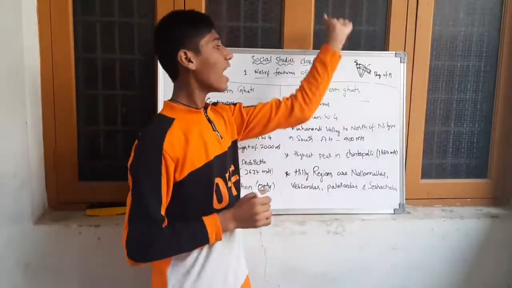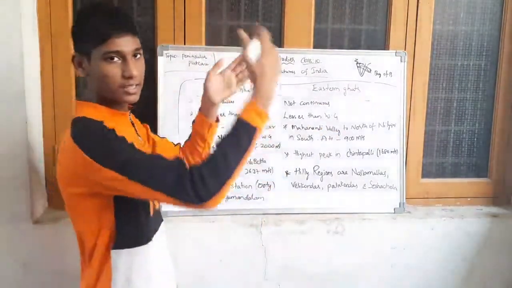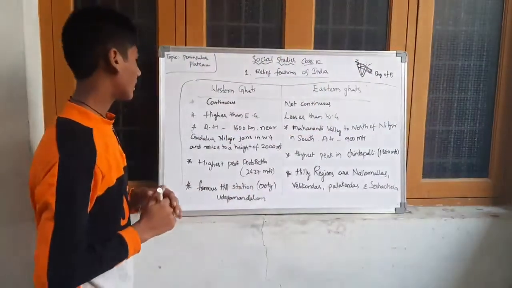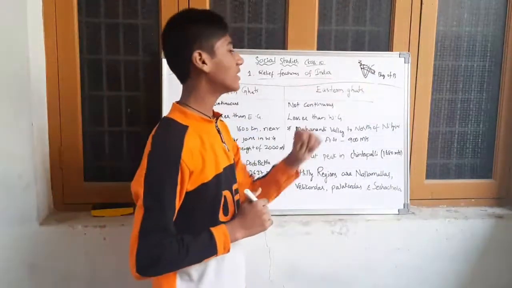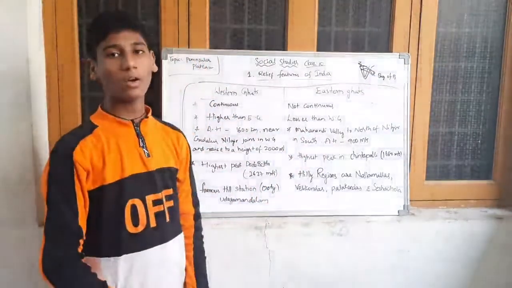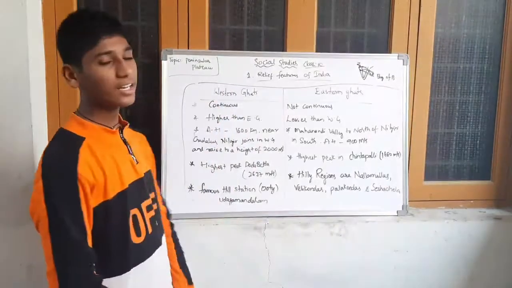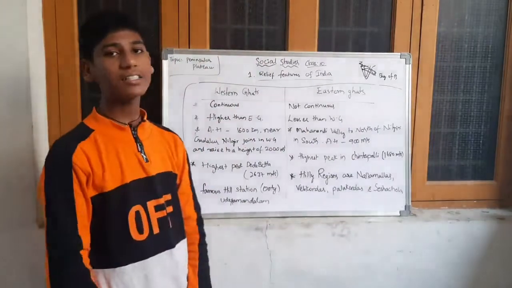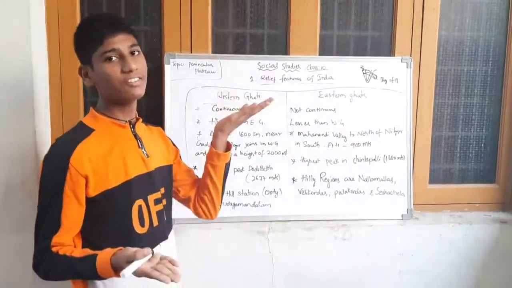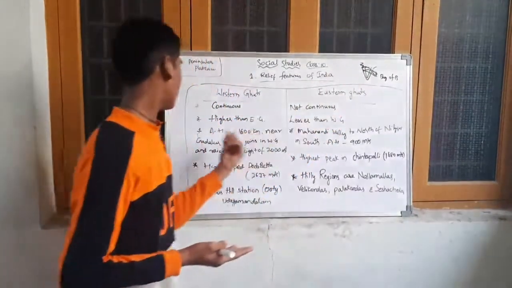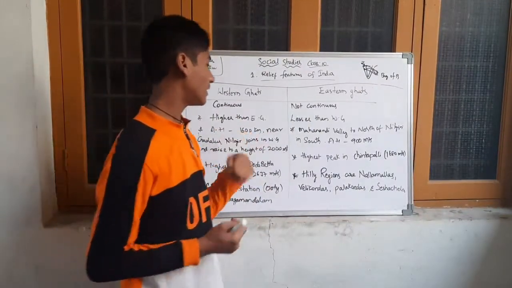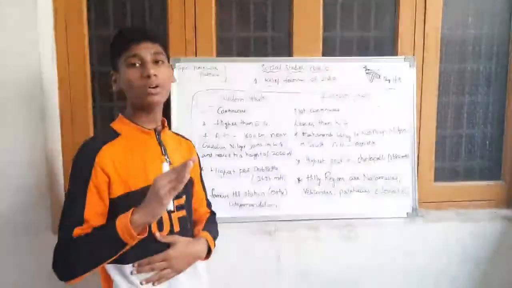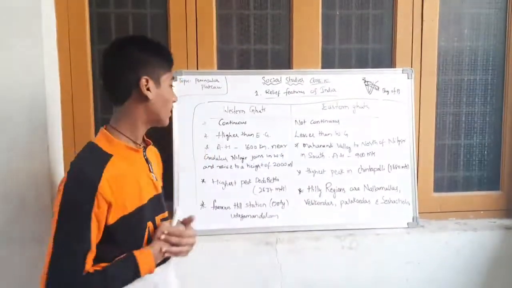And the Western Ghats are higher than Eastern Ghats. Why? Because it is sloped towards the east. So Eastern Ghats are lower than Western Ghats. The average height of Western Ghats is 1600 meters, and the average height of Eastern Ghats is 900 meters. So you can see the difference. Western Ghats average height is 1600 and Eastern Ghats average height is 900. So a total of 700 meters difference is there.